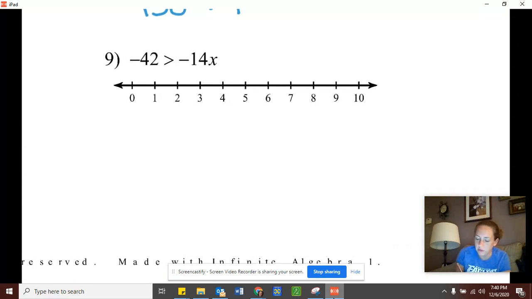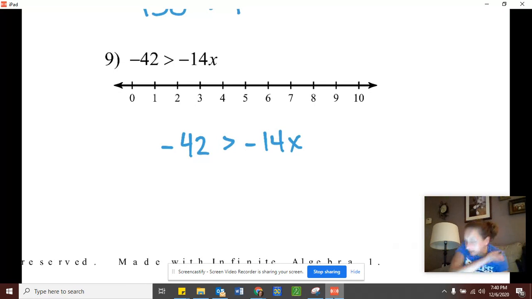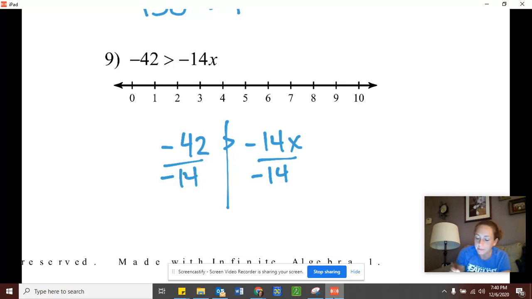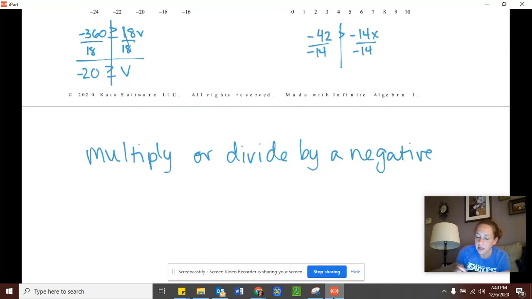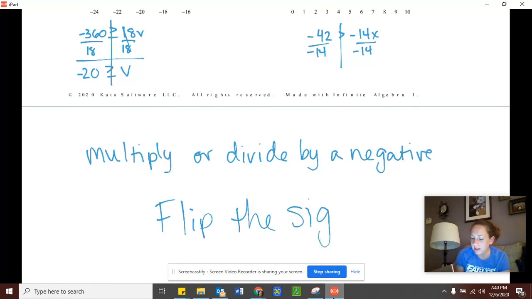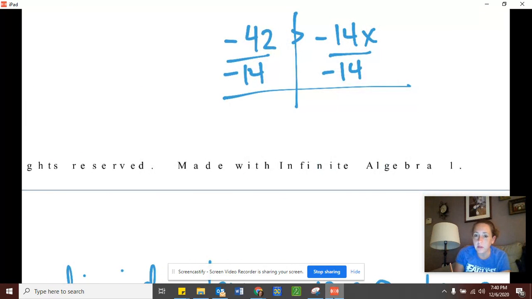Okay, so if you'll notice right here, to get x by itself, I'm going to have to divide both sides by a negative 14. So I'm going to be dividing by a negative. When that happens, you have to flip the sign. And when I say the sign, I mean the inequality sign. So instead of being greater than, it's going to flip to a less than.